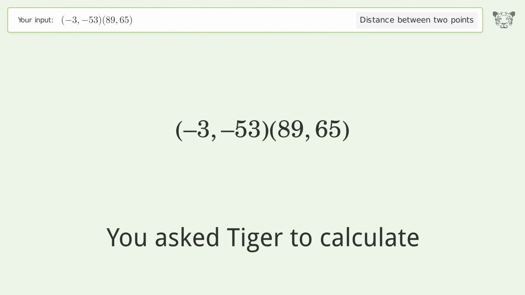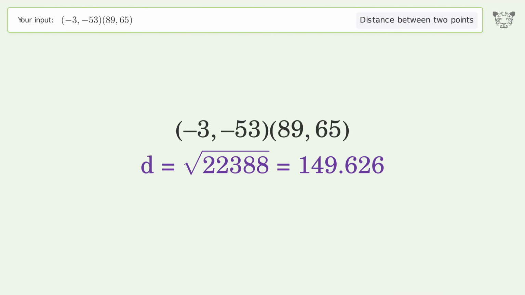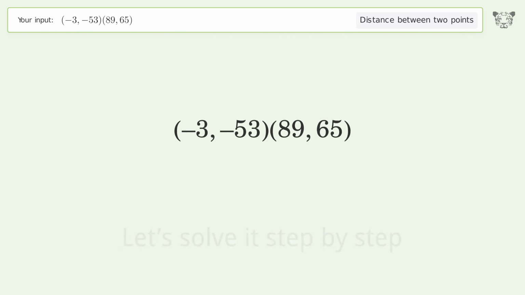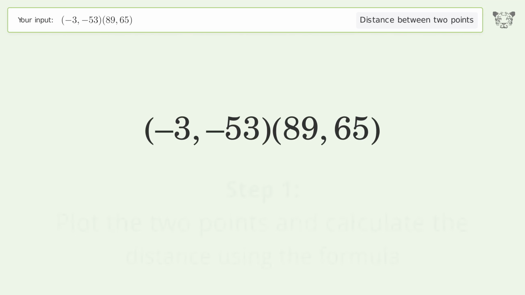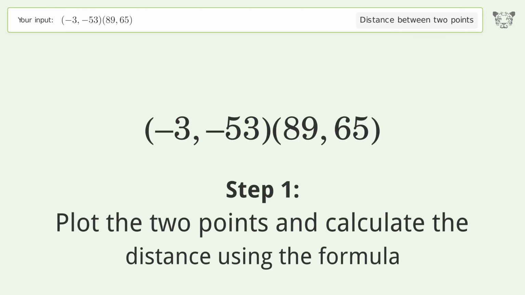You ask Tiger to calculate. This deals with the distance between 2 points. The distance between the 2 points is the square root of 22,388, or 149.626. Let's solve it step by step. Plot the 2 points and calculate the distance using the formula.